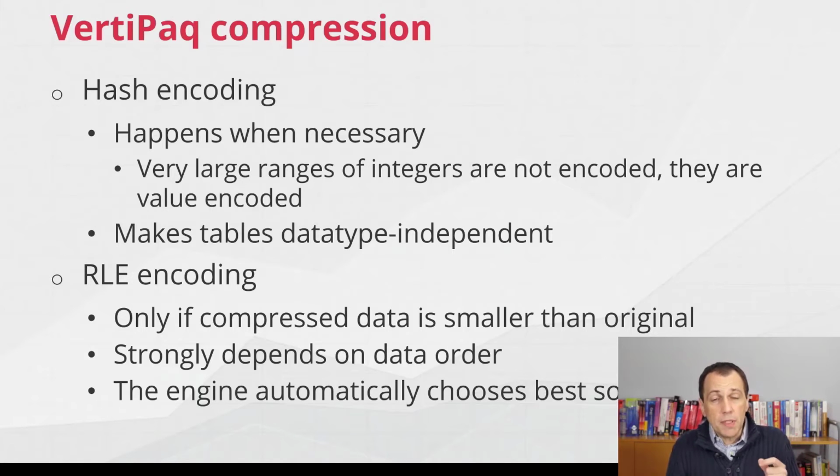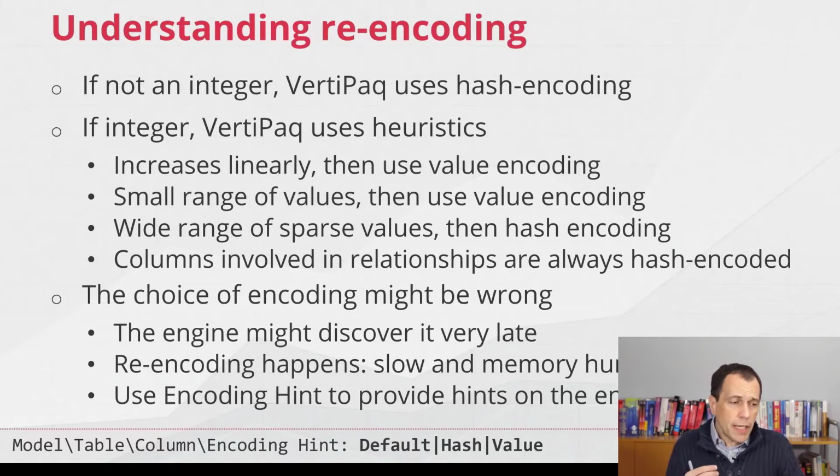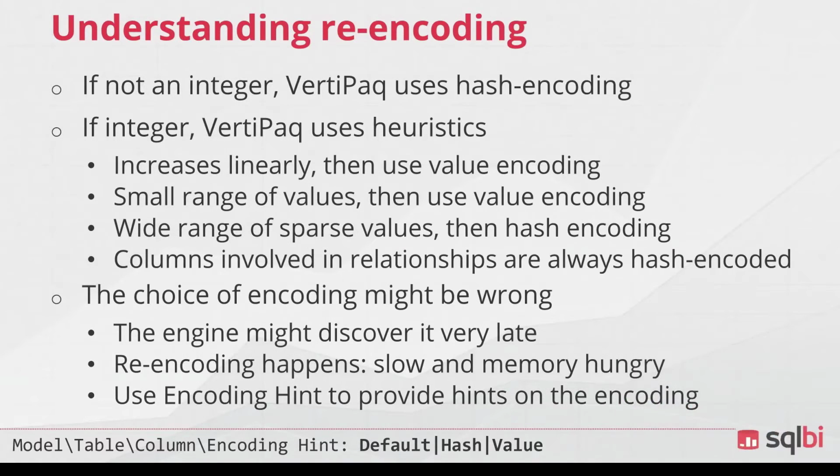And sometimes this could be a wrong decision. So what could happen is that there could be the need, during the processing, for changing the encoding. We have seen that when I have a kind of encoding, I can store data in a smaller number of bits. But what happens if after thousands and thousands of rows, I get a value that cannot be represented in the encoding type that has been chosen in the beginning? When this happens, we have a re-encoding.